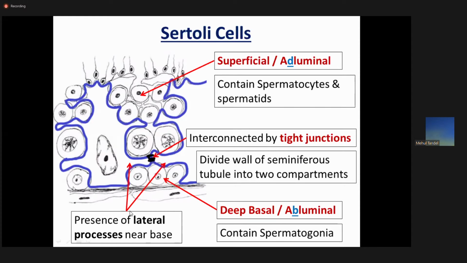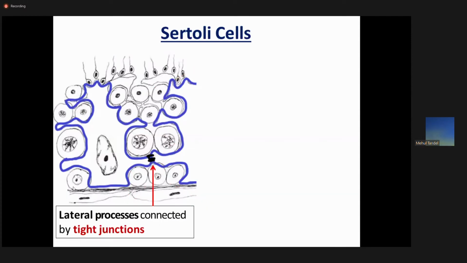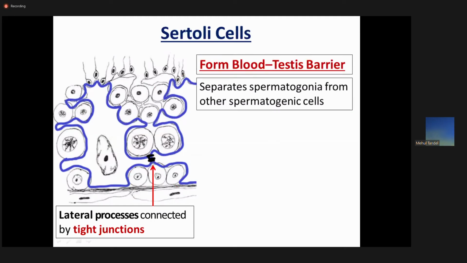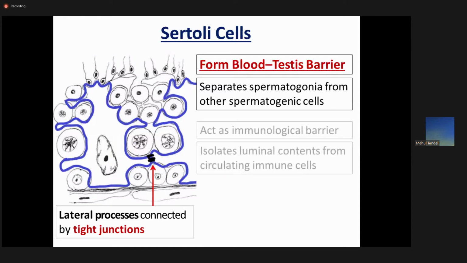But the main function of this tight junction of the lateral processes is that it forms the blood testis barrier, which separates spermatogonia from the other spermatogenic cells. Remember, this is the main function of the tight junction between the lateral processes. What is the main function of the blood testis barrier? It acts as an immunological barrier. It isolates luminal contents from the circulating immune cells.